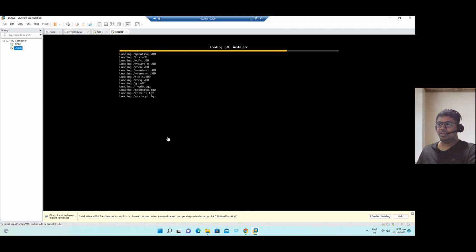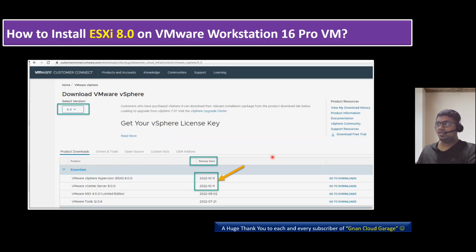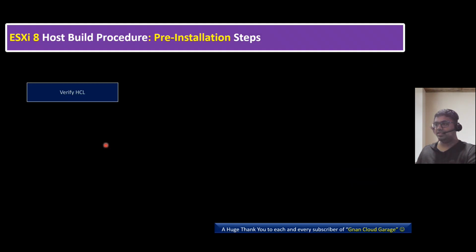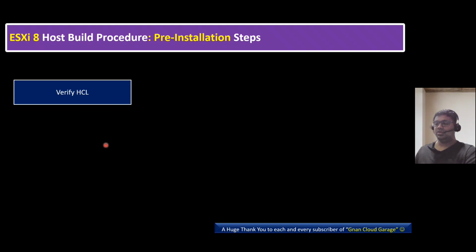So in the meantime, let me go back to the slide. If you see our previous slide, the previous ESXi 7 installation, the same procedure is applicable for ESXi 8 also. So there is no change in the pre-installation steps. Normally in the production environment, we have to verify our server hardware compatibility list, so whether our hardware is compatible with ESXi 8 or not.